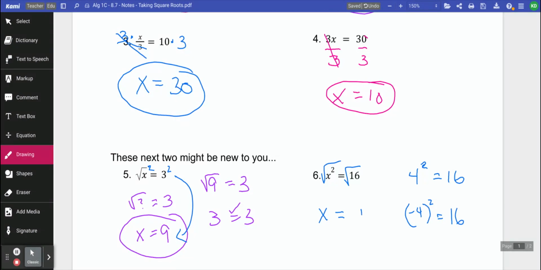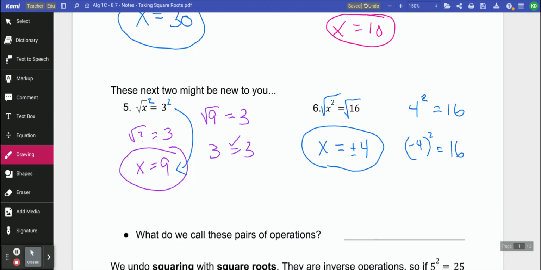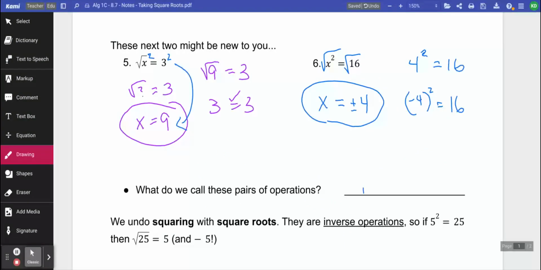So when we take a square root, we're going to put the 4 there, but we're also going to put the symbol in front of it called plus or minus, which is going to give us not 1, but 2 solutions. So because we have x squared, that's what's going to give us 2 possible solutions here. We call these pairs of operations inverse operations, okay? So you're going to hear me use that word a lot. You need to know what that means. So we undo squaring with square roots because they're inverse operations. So if we have 5 squared equals 25, then the square root of 25 equals 5. But of course, it also equals negative 5.